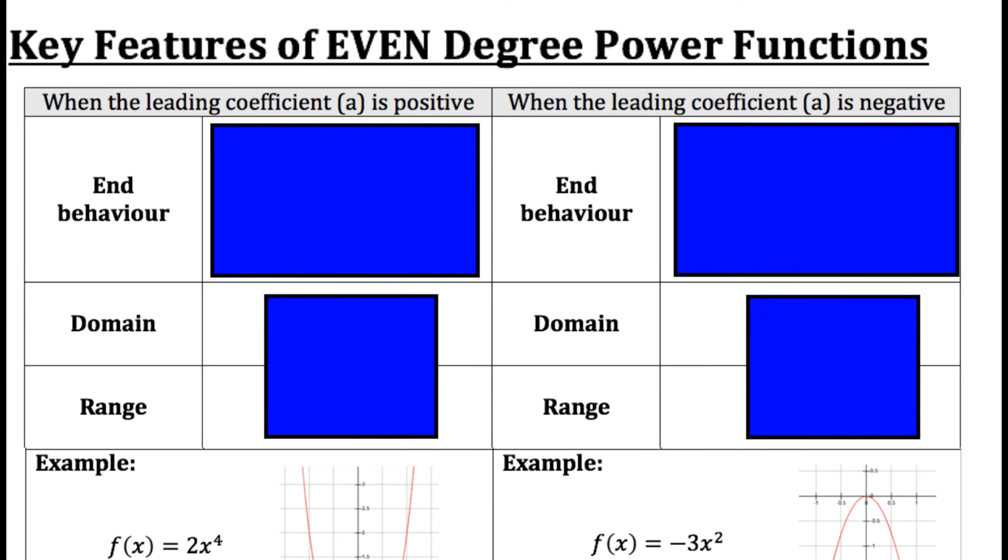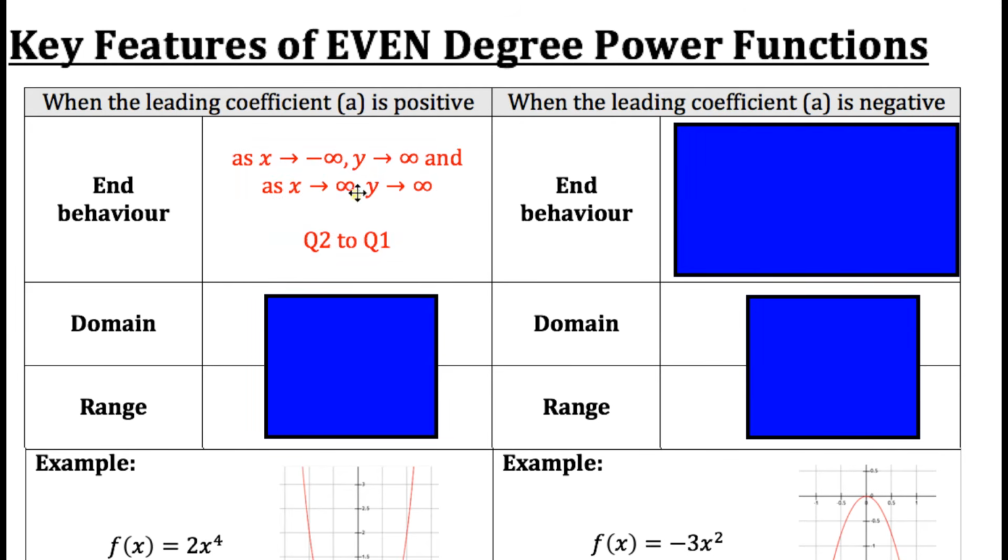So let's summarize that. If the leading coefficient is positive, so like all the ones in the table we did, the end behavior is always from 2 to 1. So it says from Q2 to Q1. And I also wrote it in this notation as well. As x goes to negative infinity and as x goes to positive infinity, the y values are both going to infinity. Often you'll hear me say that even degree power functions have the same end behavior.